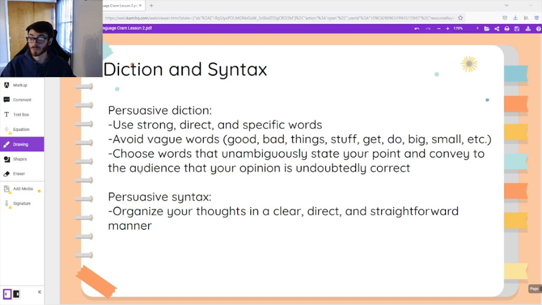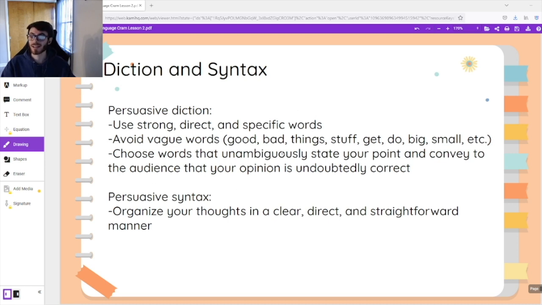You also want to choose words that unambiguously state your point and convey to the audience that your opinion is undoubtedly correct. You don't want to use words like maybe or sometimes or possibly. You want to convey, I am 100% right. There is no doubt that what I am saying is correct. That's what you want your audience to think about what you're saying. So strong words, direct words, specific words, nothing that leaves room for your audience to say, this guy might not know what he's talking about, or this guy doesn't seem so sure, or this guy's being really vague.